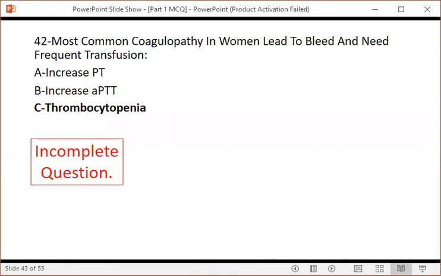What is the most common coagulopathy in a woman that leads to bleeding and the need for frequent transfusion? Of course, it is thrombocytopenia. You're not transfusing platelets, you're giving only blood. It's not fresh blood, it's only blood. So there is a significant decrease in coagulation factors, and this will lead to thrombocytopenia and maybe even DIC. Okay, guys?